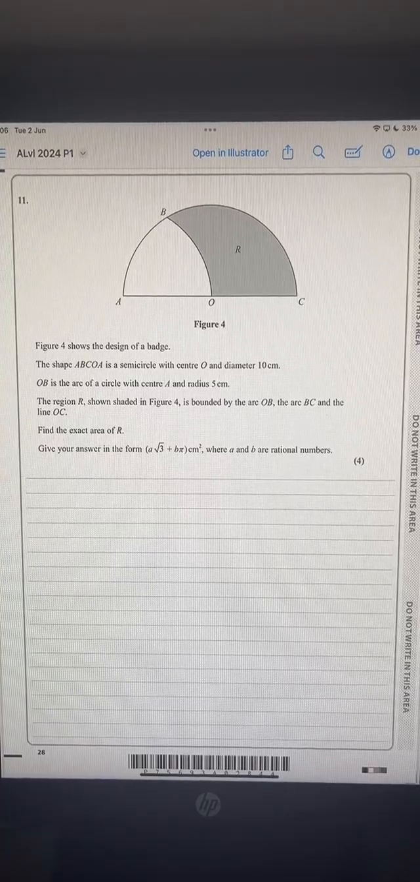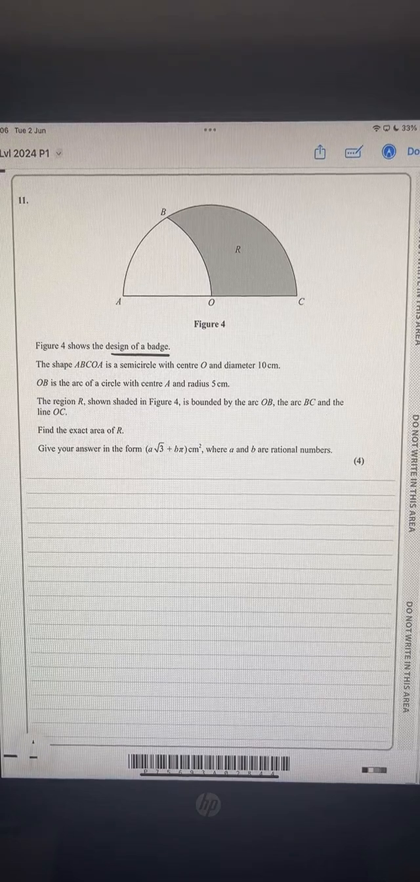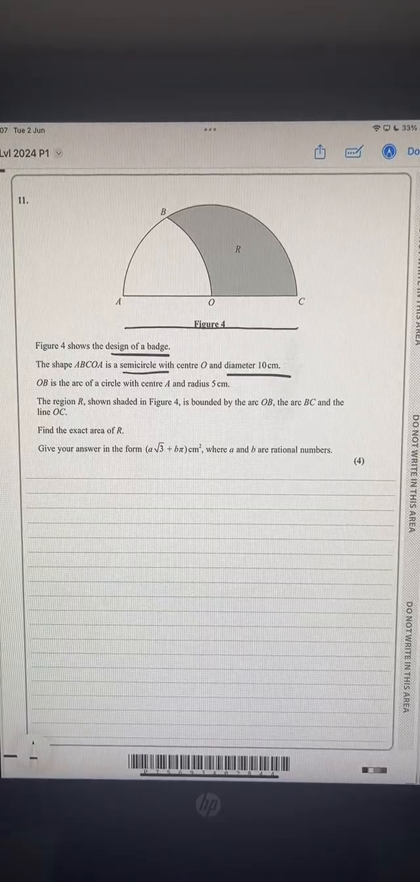So figure 4 shows the design of a badge. The shape ABCOA is a semicircle with a center O and a diameter 10. So I'm just going to annotate there that my diameter is 10. OB is the arc of a circle with center A and radius 5. So OB, that's my arc of a circle with center A, and radius 5. So I know that that is going to be equal to 5. I mean, that's obvious because O is the center of this circle, so it makes sense.